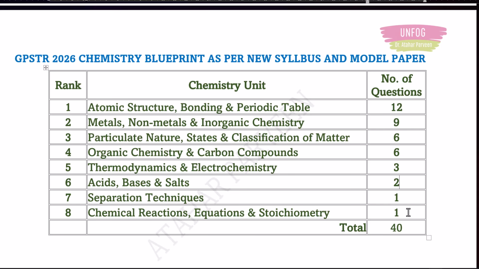With this you can easily understand which are the priority chapters. First priority are atomic structure, bonding and periodic table, then metals, non-metals and inorganic chemistry, particulate nature, states and classification of matter, then organic chemistry and carbon compounds.